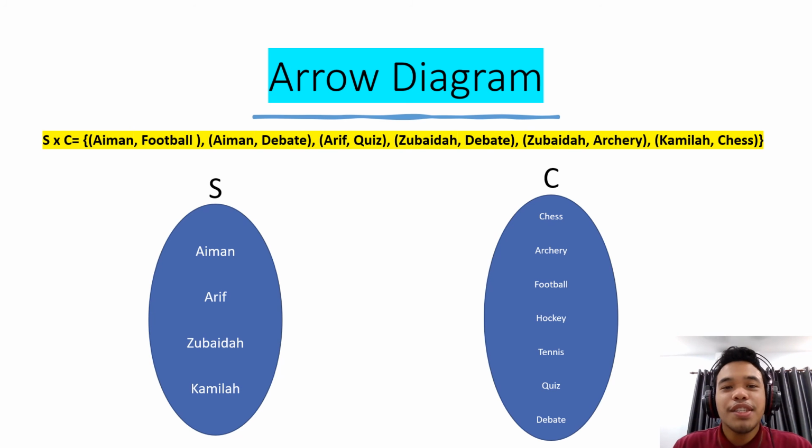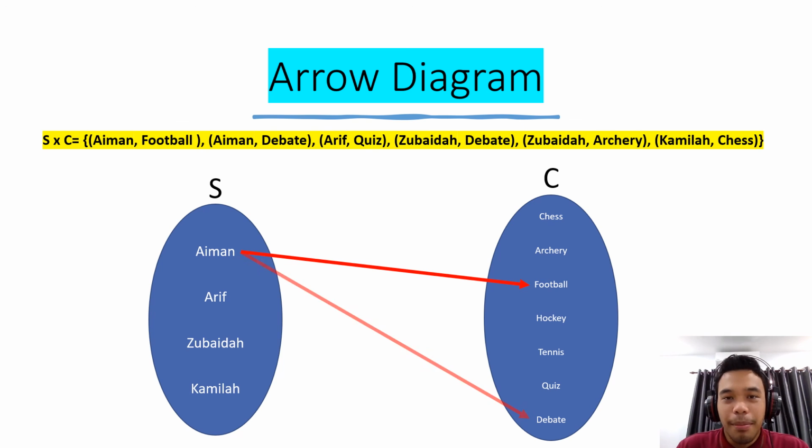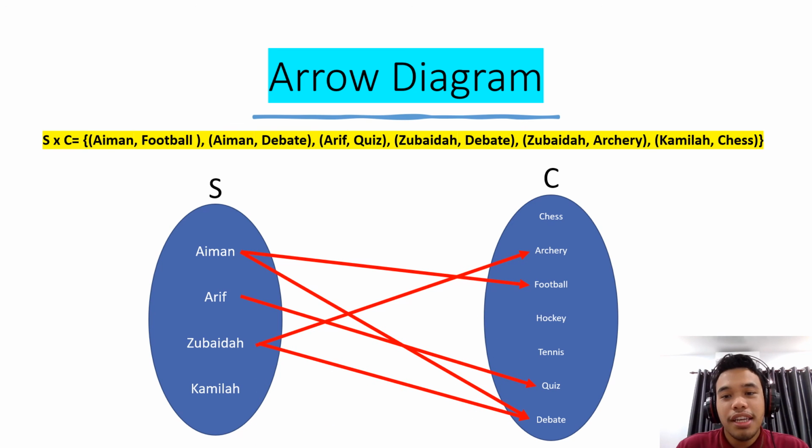Next, let's go to the arrow diagram. Here we have two sets. The first set is set S and the second set is set C. We can see all the elements in each set. Let's start with Aiman. As before, Aiman applying for football, Aiman applying for debate, Arif applying for quiz, Zubaida applying for debate, Zubaida applying for archery, and Kamila applying for chess.